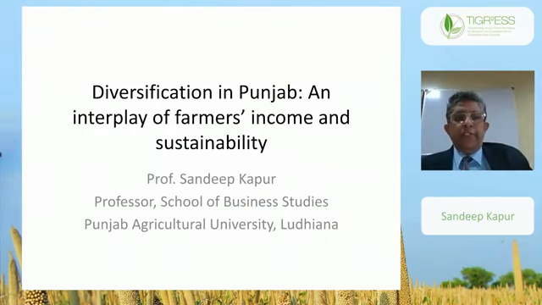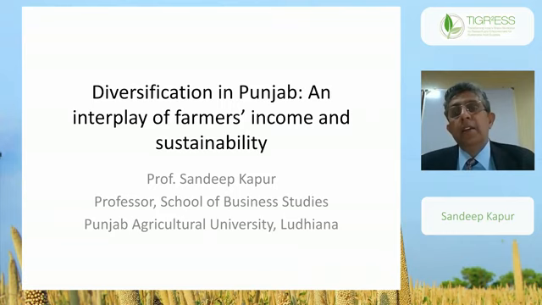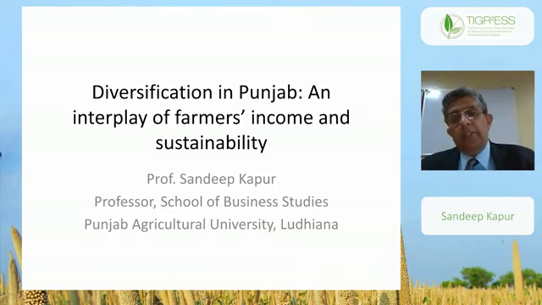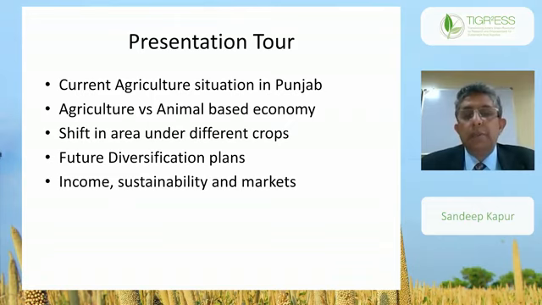Thank you. Hello everyone, I'm Dr. Sandeep Kapoor, and my presentation is on diversification in Punjab and the interplay of farmers' income and sustainability. My colleague has already mentioned how we are considering three irrigation patterns, that is flood, surface, and subsurface. So my presentation tour is like this: I'm going to first present the current agriculture situation in Punjab, agriculture and animal-based economy, shift in the area and different crops. Then what is the future diversification plan, and what is the income sustainability and markets.